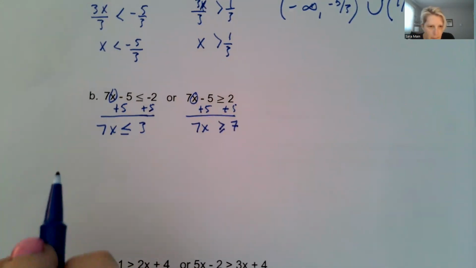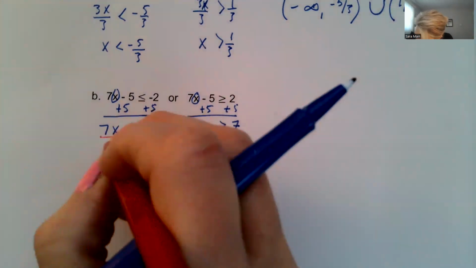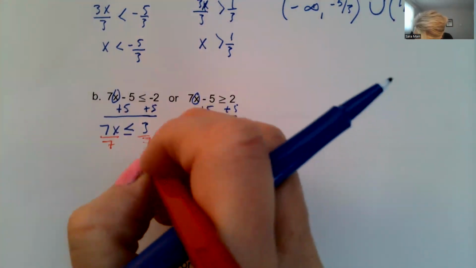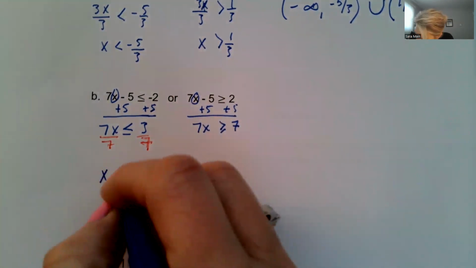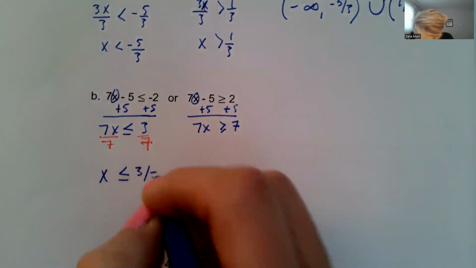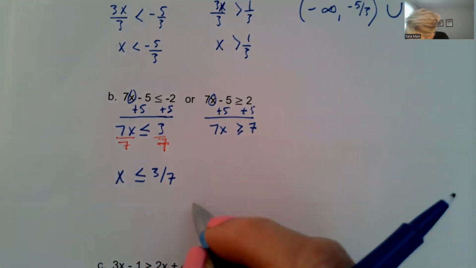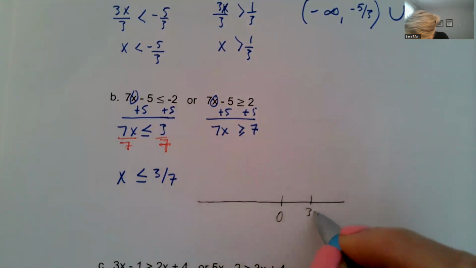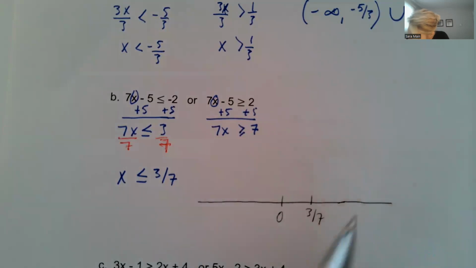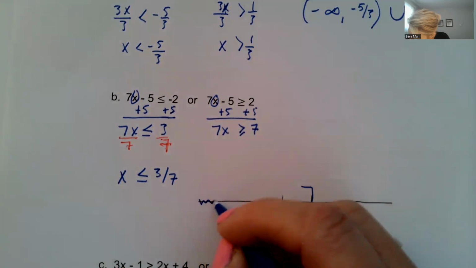I'll let you catch up. And then we're going to go ahead and divide by 7. So I'll show that here. So when we divide by 7, we get x is less than or equal to 3/7, which we will show on the number line. 3/7. And it's less than or equal to, so it gets a bracket. And we're going to shade to the left.